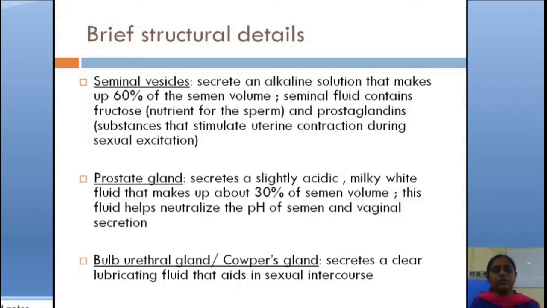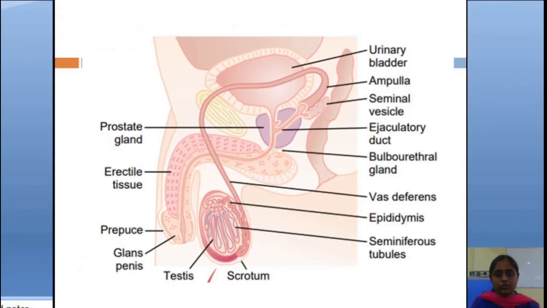Next, we shall go to the prostate gland. The prostate gland secretes a slightly acidic, milky white fluid that makes up about 30% of the semen volume. This fluid helps neutralize the pH of semen and vaginal secretion. Next, the bulbourethral gland or Cowper's gland. The Cowper's gland secretes a clear lubricating fluid that aids in sexual intercourse.